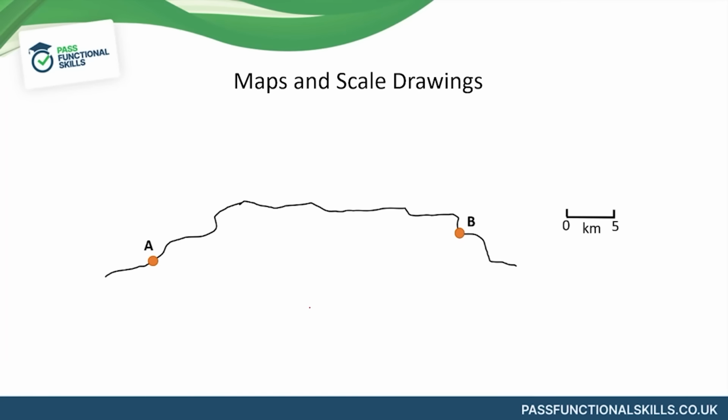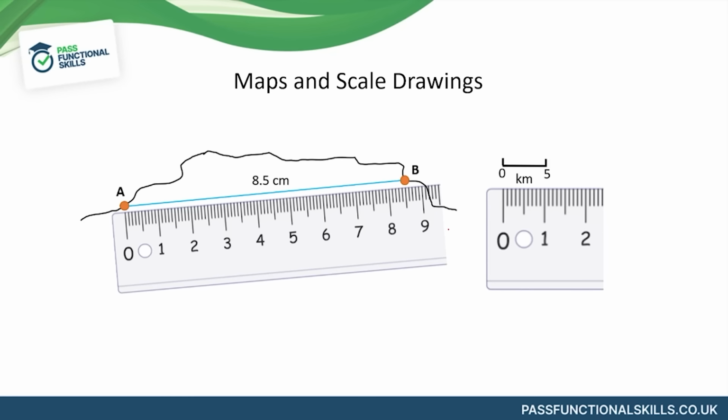Okay, so for this question, we need to work out the real life distance between A and B. Now, we've been told that this distance here is 5 kilometres. So what we need to do is measure how far it is from A to B using a ruler. Now, A to B, we can see is 8.5 centimetres. And if we measure the scale, we can see that this distance here is 1 centimetre.